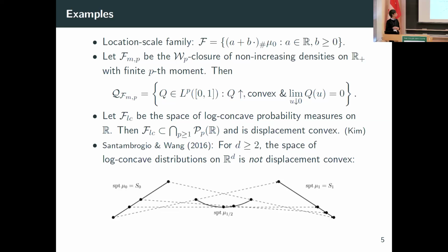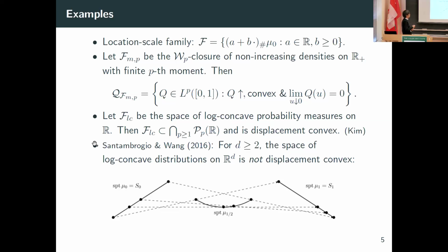The more interesting example is the space of the log concave measures on R. Because of the log concavity, it turns out that any log concave measure has finite moments of all orders, so you don't have to specify the P. And it turns out that this set is displacement convex. I first knew this fact from this paper by Santambrogio and Wong.